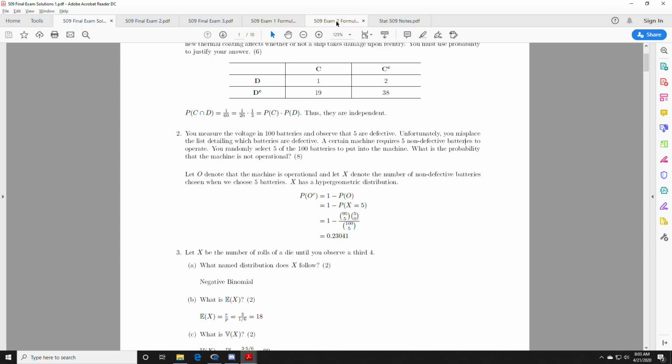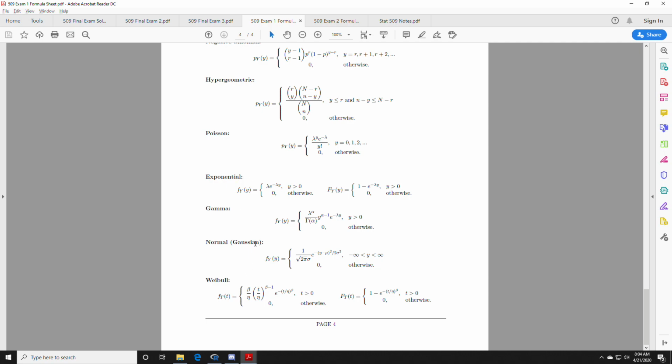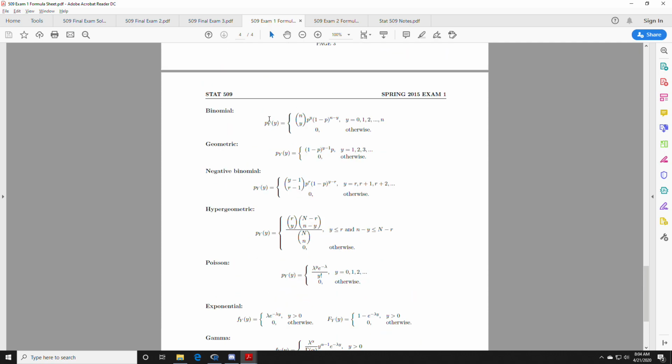For the hypergeometric, one of the things that I also think you should have pulled up, I'll send this to you along with all these exams just in case you've lost it, is the mass function. Recall, for discrete distributions we have mass functions, and for continuous we have density functions. But nonetheless, remember y's are just like x's, they're just your variable, which is arbitrary. So here's our hypergeometric.